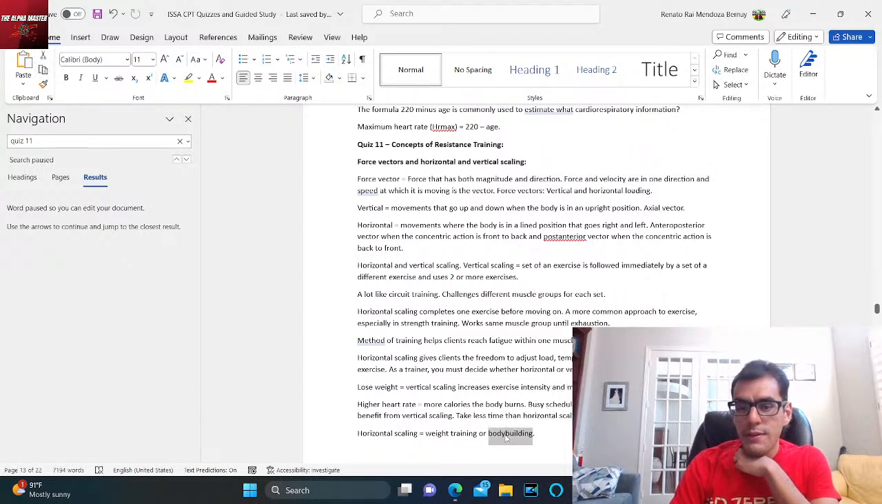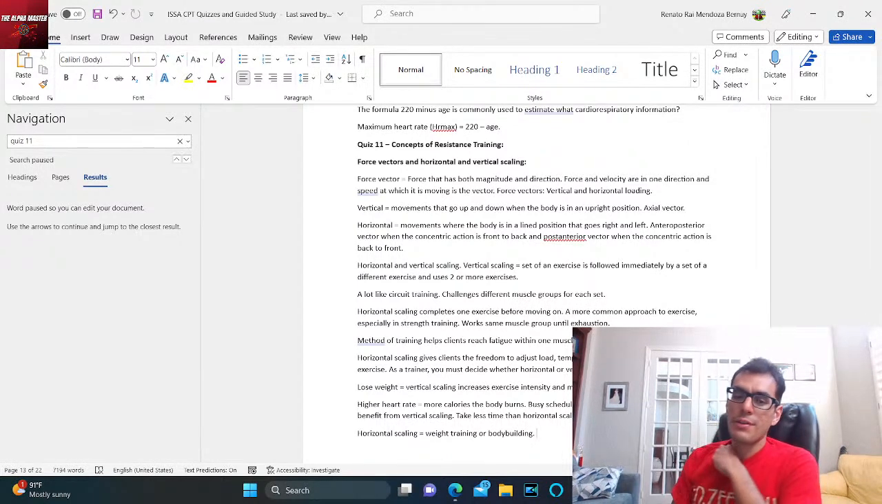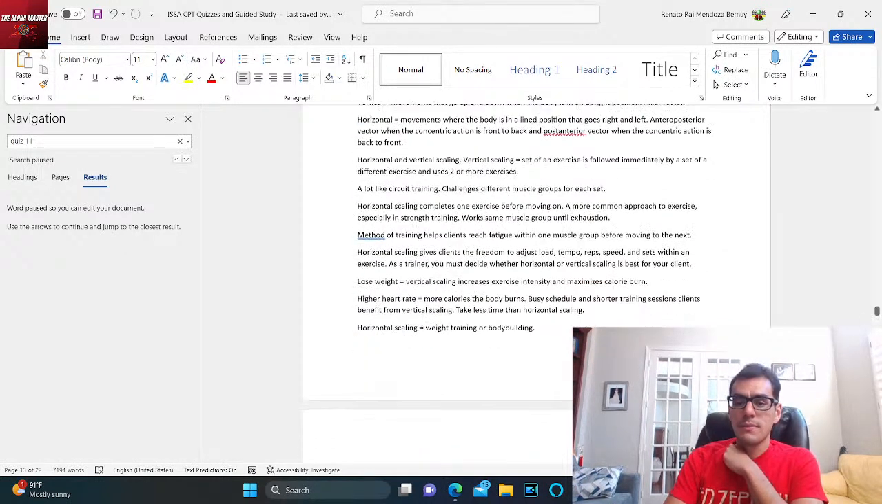It takes less time than horizontal scaling. Horizontal scaling is going to be examples like weight training or bodybuilding.